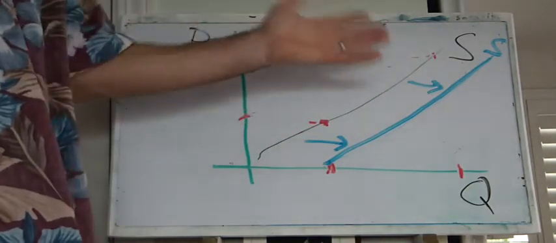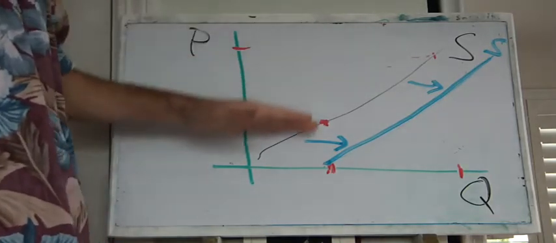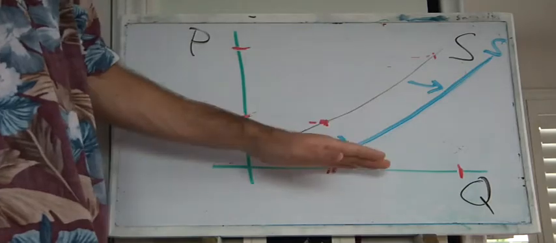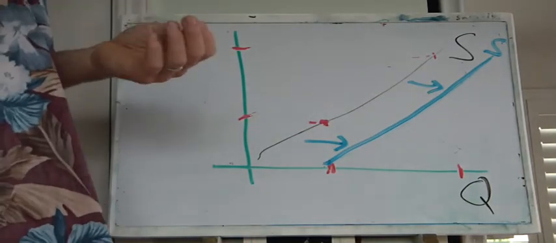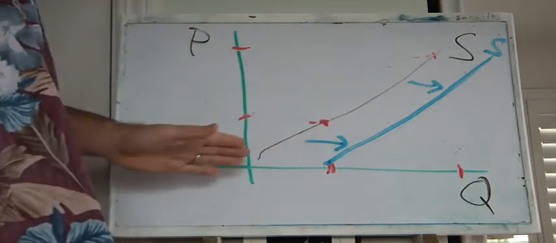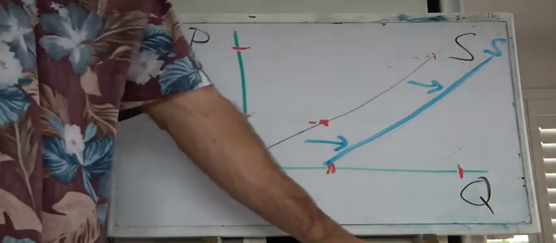Some professors will represent a supply curve as a table, maybe an Excel spreadsheet where you've got a column of prices and next to it a column of quantities I would be interested in supplying. It's the same idea. This is just a table, but it's presented in a nice visual way. You could also express it algebraically.